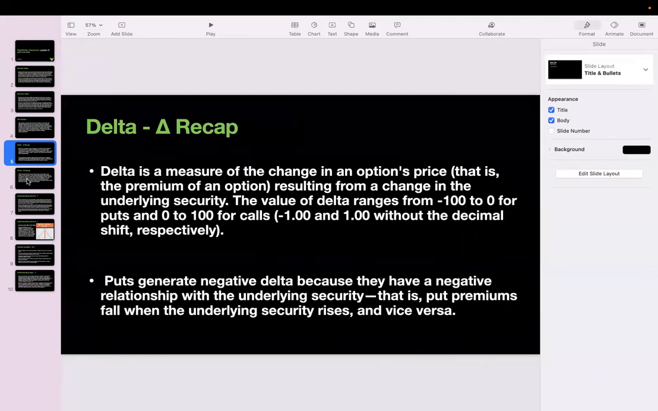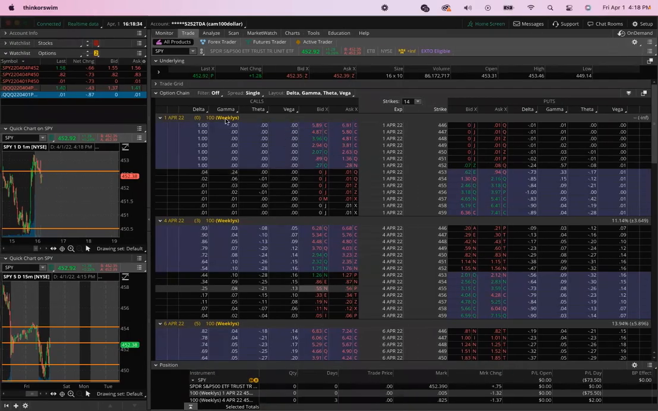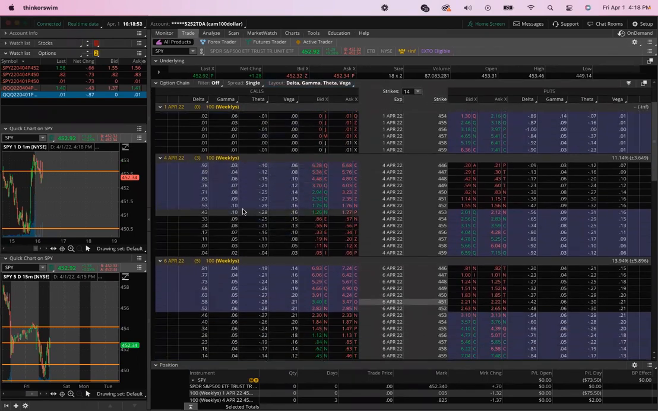So that's delta, right? This delta number measures how much the option premium moves per $1 in the stock price. This is probably a bad example because these options just stop trading and are basically done for. So the ones expiring on Monday, this 452 call has a delta of 54. So if SPY moves up $1, this contract is going to go up $54 in value based on this delta. And it's obviously the same for all of these as well.